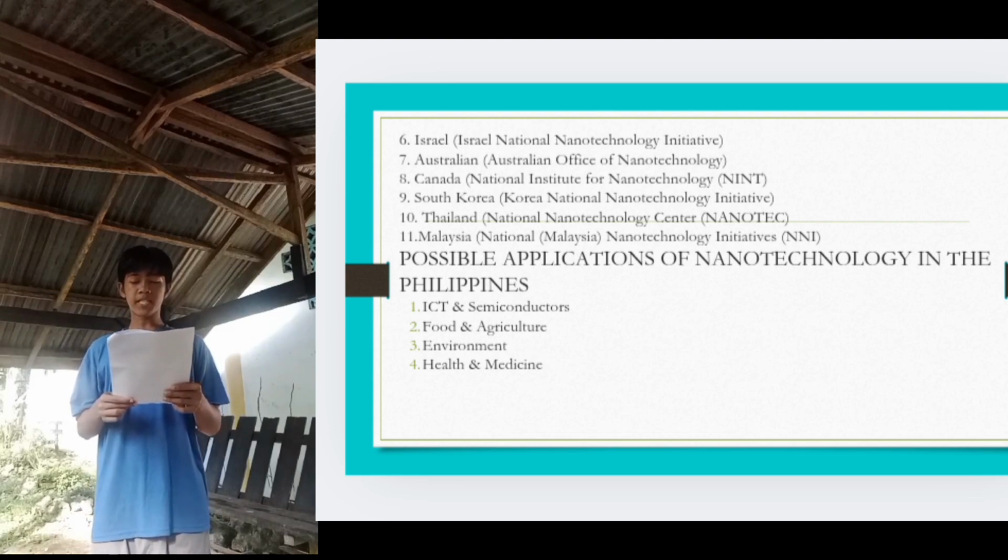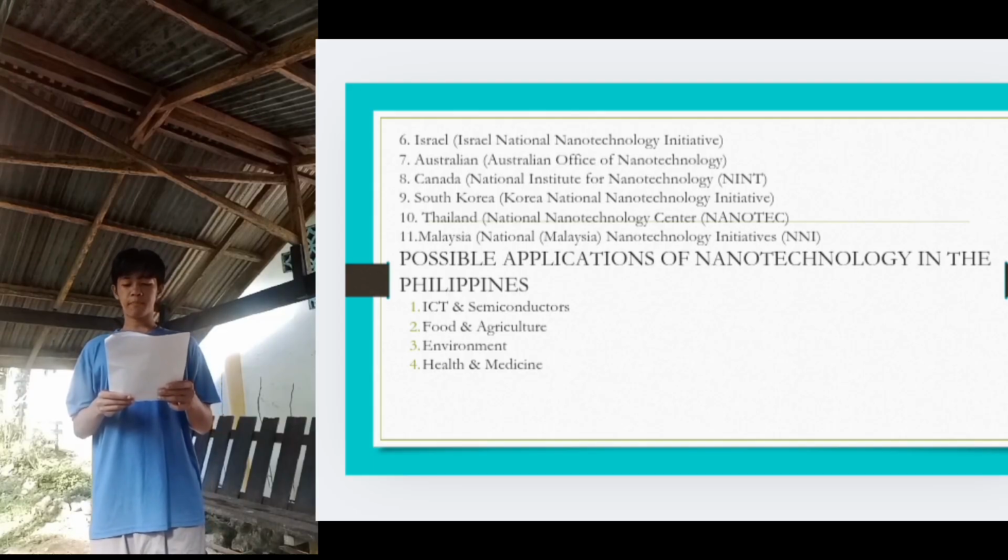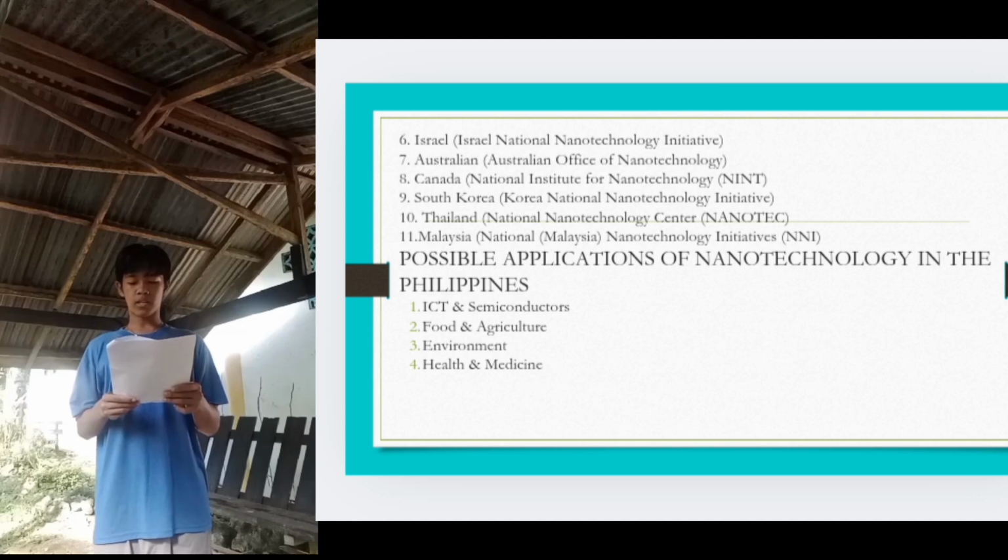The third one is environment. Nanotechnology can be used to clean air, soil, and water. It helps remove harmful chemicals and waste from the environment. Example of this is making nanofilters that clean dirty water or nanomaterials that absorb oil spill in the ocean.